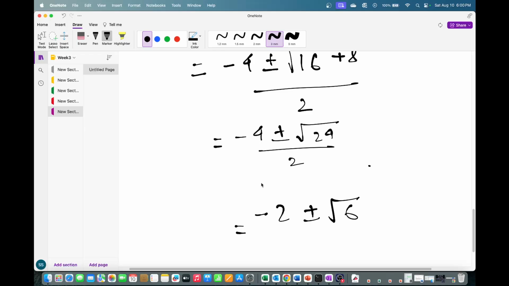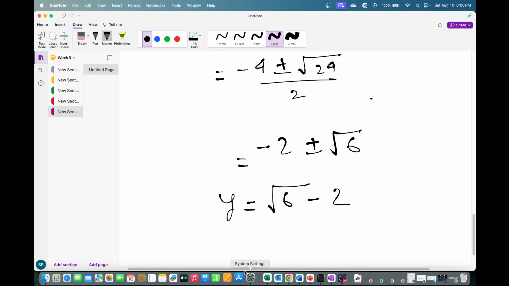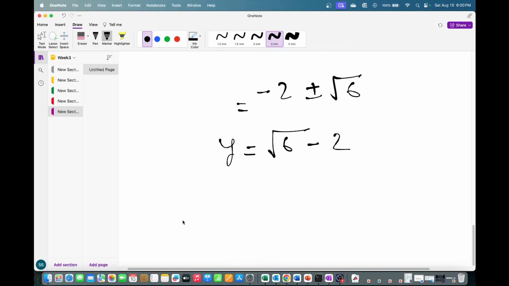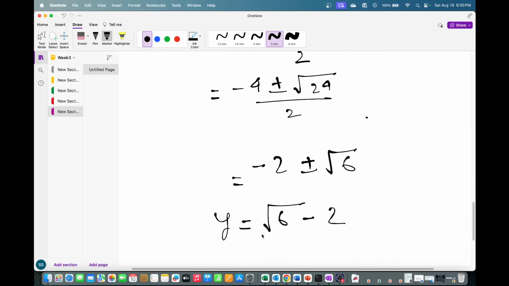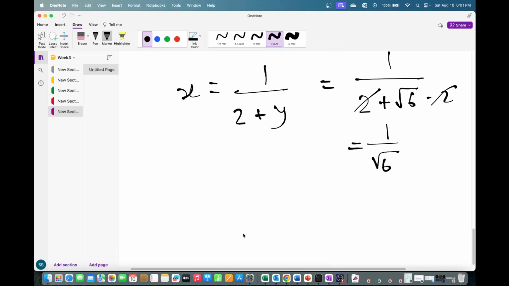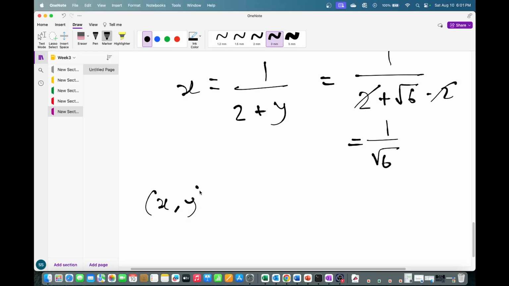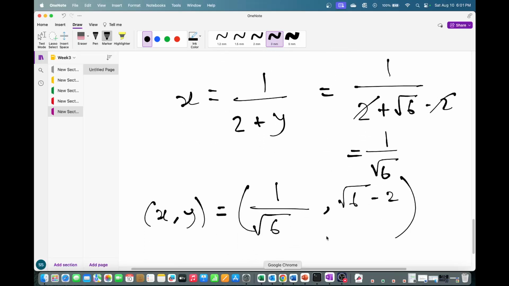Now minus is not possible because y cannot be negative, because y is a concentration of something. So y cannot be negative, so y is positive, so y is basically root 6 minus 2. Now if you substitute it here, x equal to 1 by 2 plus y. Right, so 1 by 2 plus root 6 minus 2, the 2 gets cancelled, x equal to root 6. So your steady state will be at x comma y equal to root 6 comma root 6 minus 2.